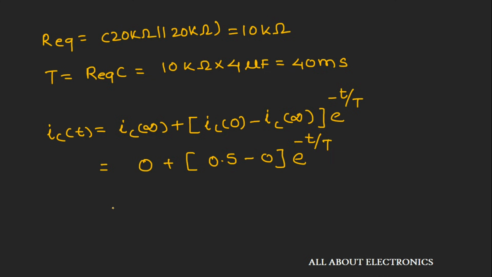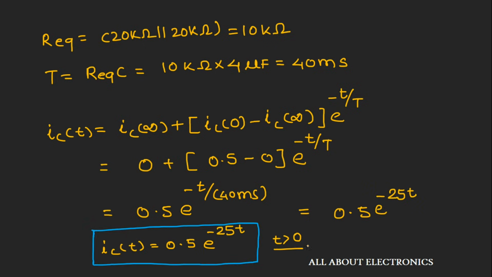So we will get 0.5 e to the power minus t divided by 40 milliseconds. So that will come out as 0.5 into e to the power minus 25t. So this is the equation for the capacitor current for a time t greater than 0. So now let us see the second example.